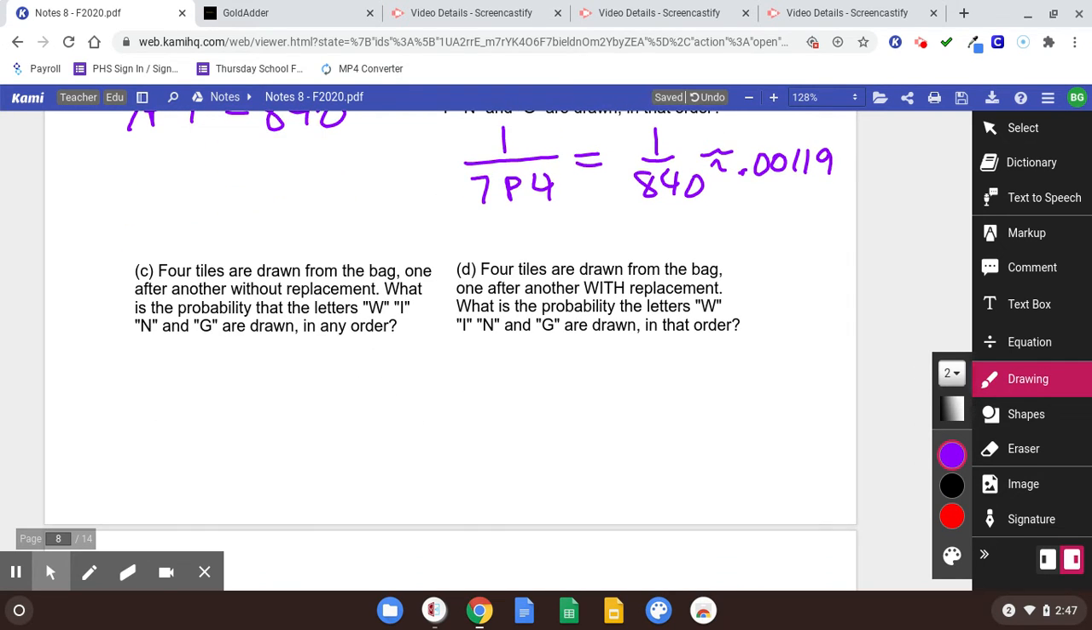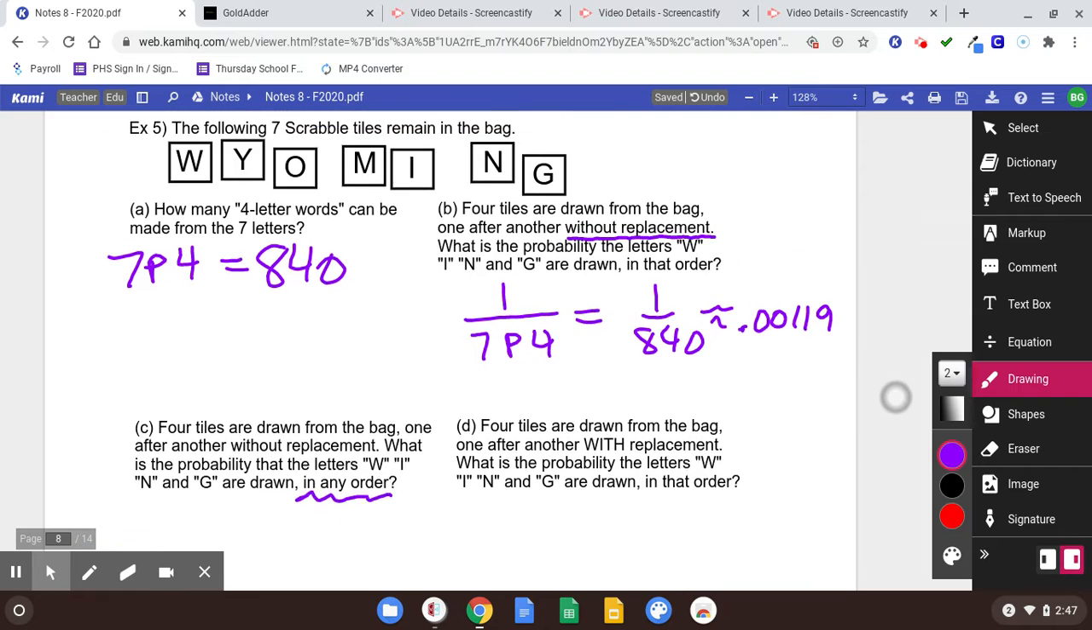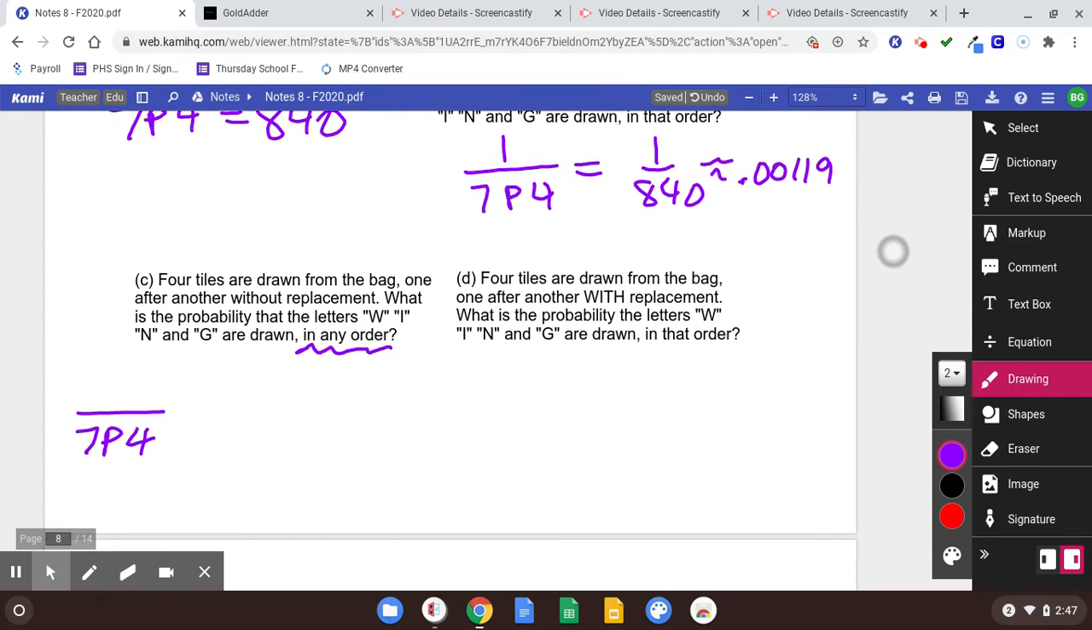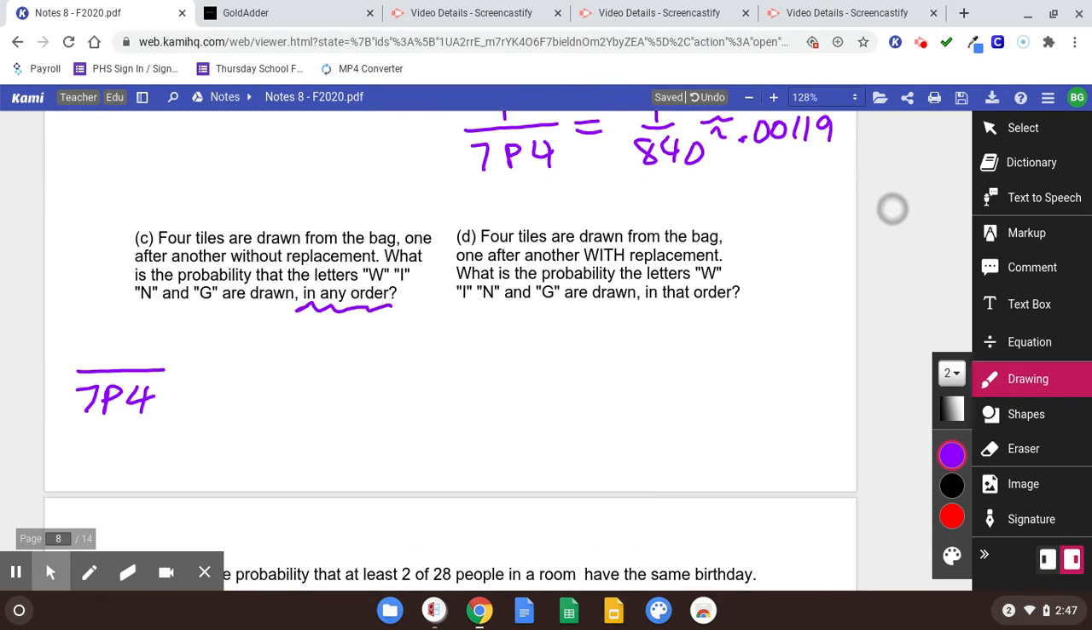Part C, 4 tiles are drawn from the bag, one after another without replacement. What is the probability that the letters W, I, N, G are drawn in any order? So this is a different question, okay? They're drawing them in any order. So it's probability, so it's part over total, and the total is still going to be the exact same thing. We're taking those 7 letters and pulling out 4 in any order. That would be the total number of ways.